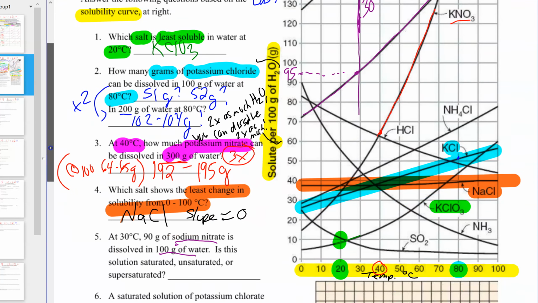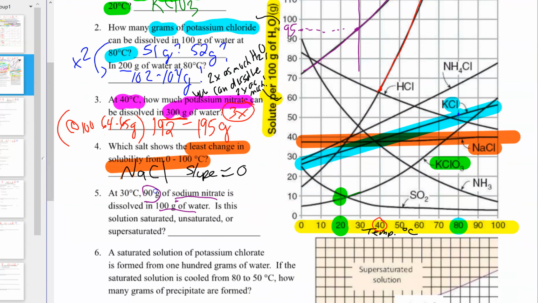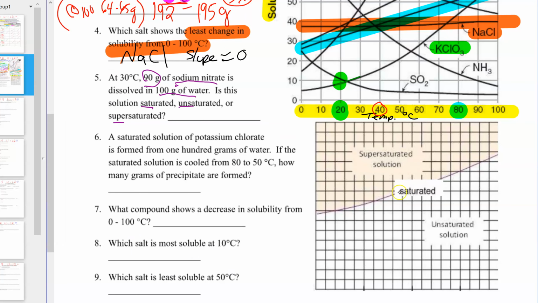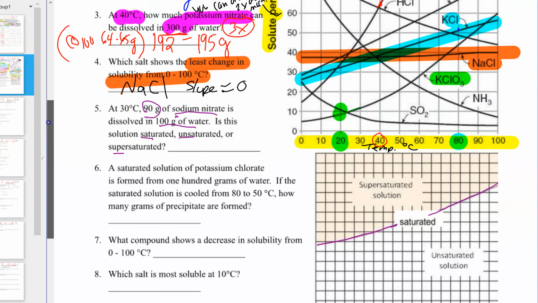But what does the question say? It says there was only 90 grams dissolved. Is it saturated, unsaturated, or supersaturated? Go back to your notes or check this little reminder here. These lines are the saturation points for the different salts at their temperatures with the same volume of water. So if we are exactly on the line, it's saturated. Was our point on the line? No. If it's above the line, it means it's oversaturated, it's supersaturated.